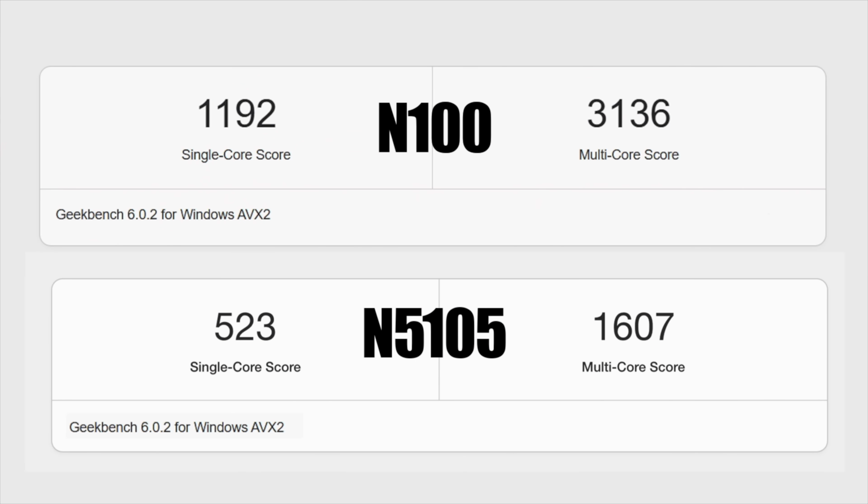Next thing I wanted to take a look at were a couple benchmarks, and with this one here, I wanted to give you a little comparison between kind of the closest CPU right now, the N5105. I was kind of blown away to see exactly what this thing was doing. The N100 here got a single core of 1192, multi of 3136, and if you take a look at the N5105, which I have running at 25 watts, that's as high as I can get that little chip to go in that PC, single core, 523, multi, 1607, and both of these were using Geekbench 6.0.2. Really good jump in performance here. We do have that higher boost clock, but I didn't expect it to be this much of a jump.